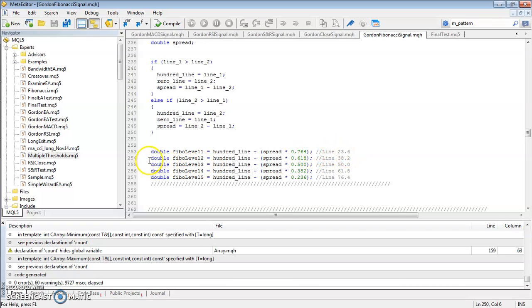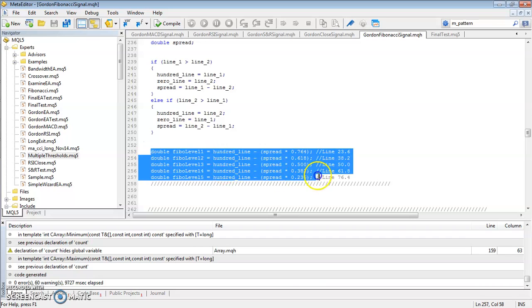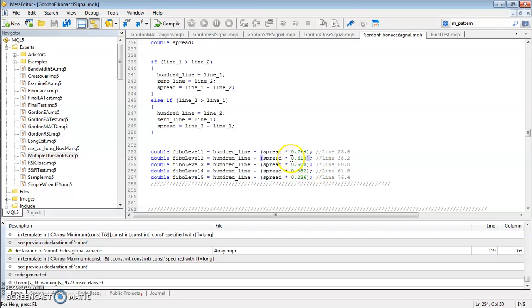And pretty much the calculation is the same throughout each line, except the percentage variables are different. So to get 38.2, we calculate this. To get 50, we get this. To get 61.8, we have to include this, and for 76.4, we include this in the calculation. So that's how we get the values for each one.